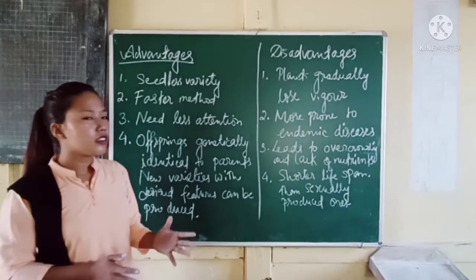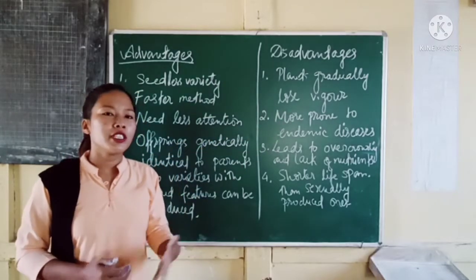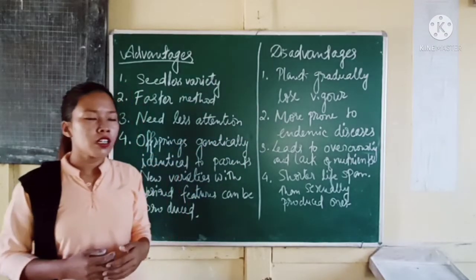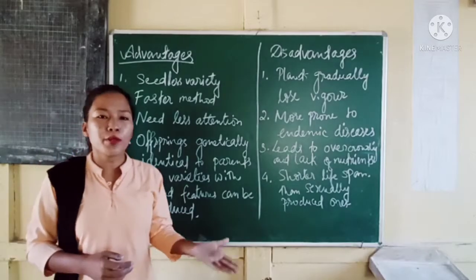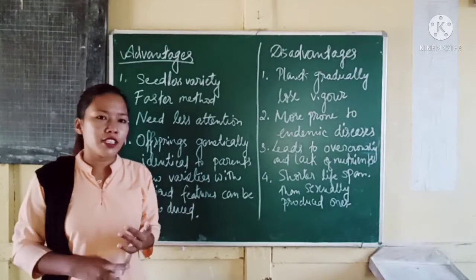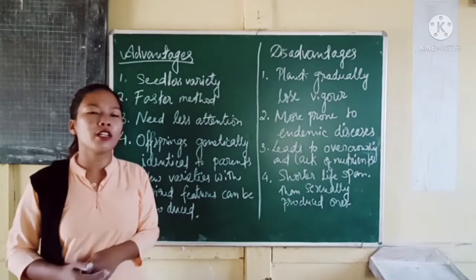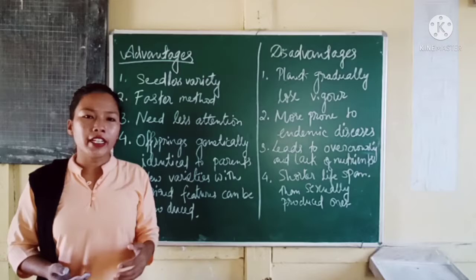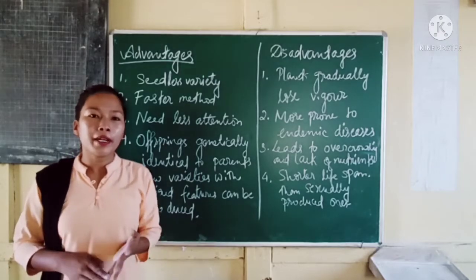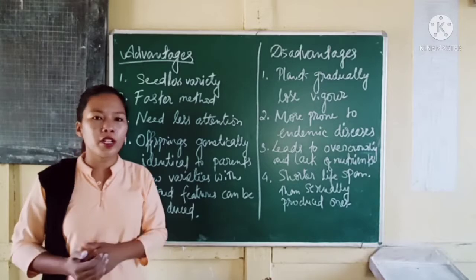Here we will study the advantages and disadvantages of vegetative propagation. We have seen reproduction: asexual reproduction and sexual reproduction. In asexual reproduction only one parent is involved, and some of the methods are budding and fragmentation. These are examples of asexual reproduction in plants.